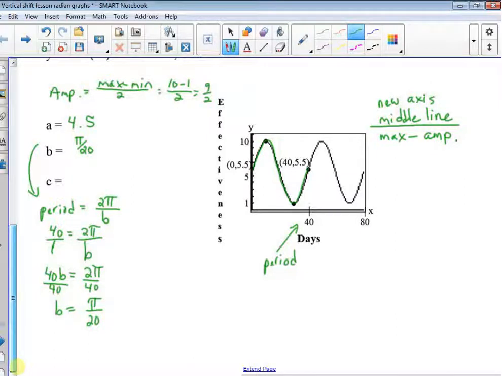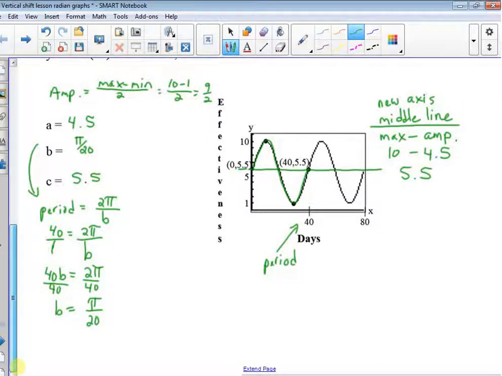Now, the maximum value is obtained again by taking the amplitude plus the vertical shift. Okay, so I see my max value here is 10. My amplitude I found to be 4.5, so my middle line would be at 5.5, and that's actually labeled here. So that means my x-axis has been shifted up 5.5, and that is my vertical shift.